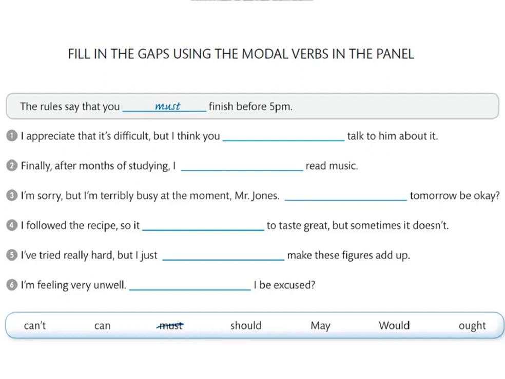Number 6. May I be excused? I'm feeling very unwell.